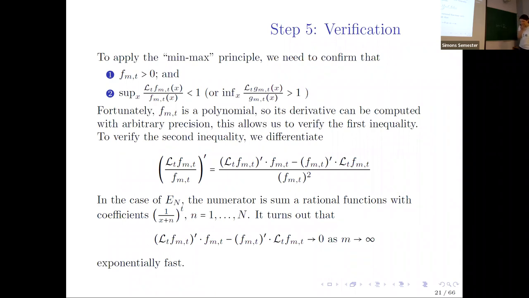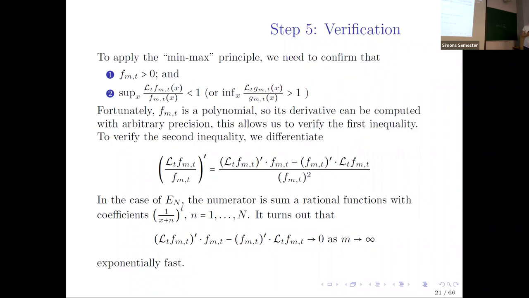Okay. And so it turns out that this determinant converges to zero as m tends to infinity. So the better approximation we get, the closer this derivative is going to be to zero. And this in particular allows us to prove these estimates rigorously using ball precision arithmetic.